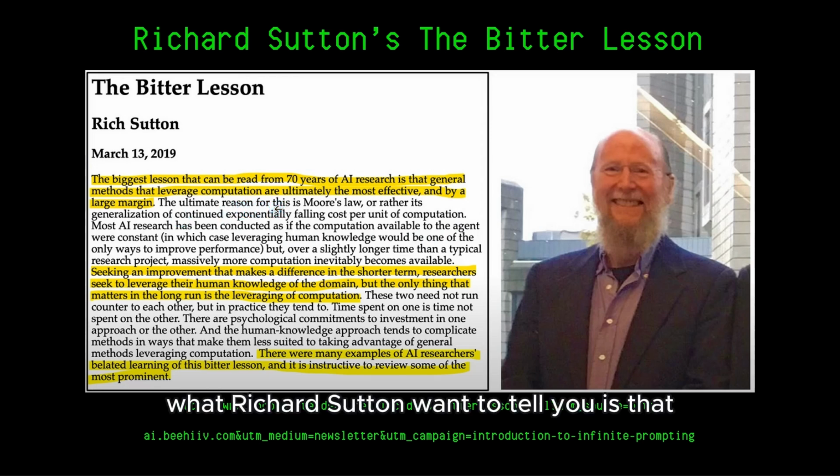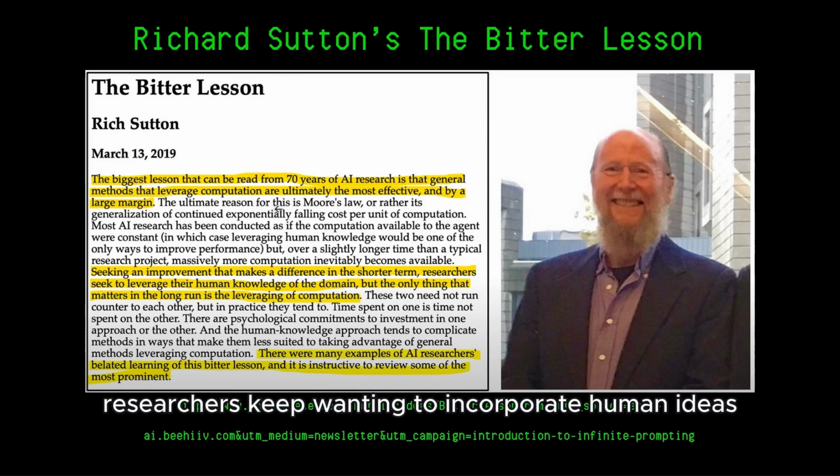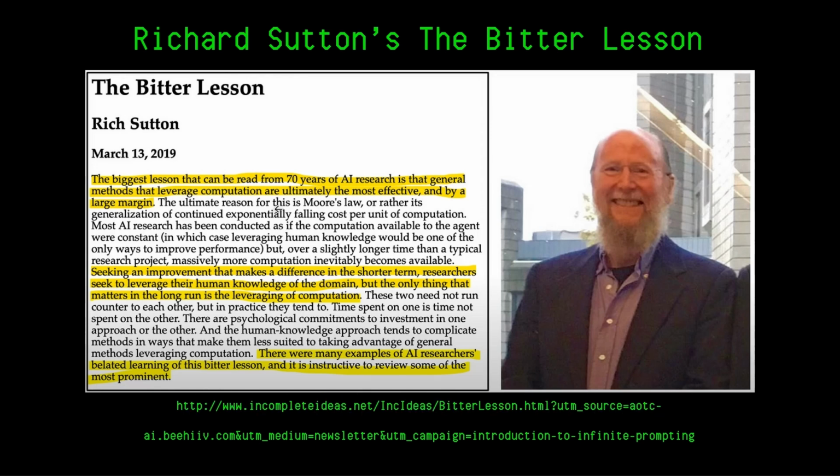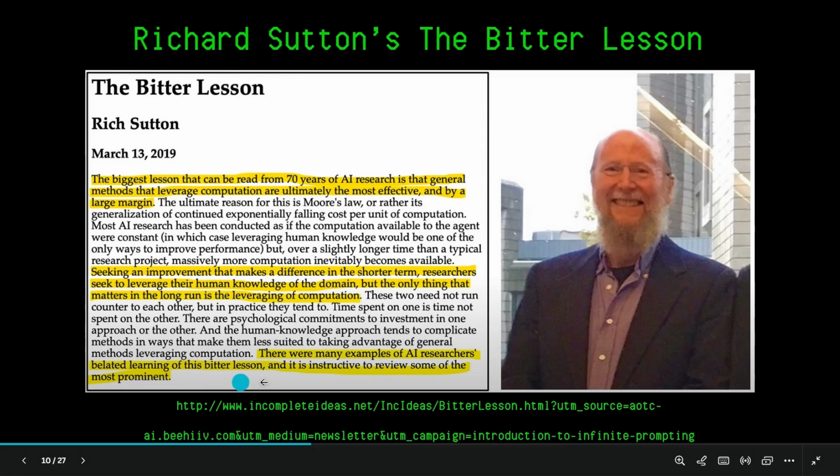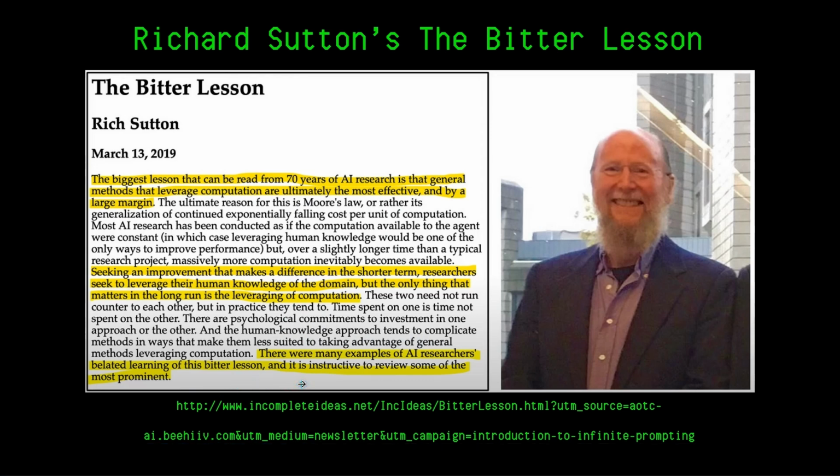So basically what Richard Sutton wants to tell you is that AI researchers keep wanting to incorporate human ideas to make the AI smarter. But what actually works best is giving the AI lots of processing power and letting it learn independently from massive amounts of data without human interference. There were many examples of AI researchers learning this bitter lesson, and it is instructive to review some of the most prominent.